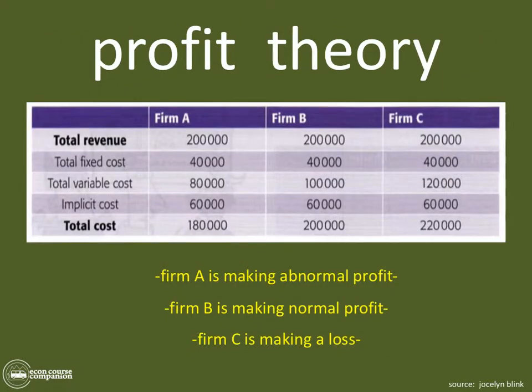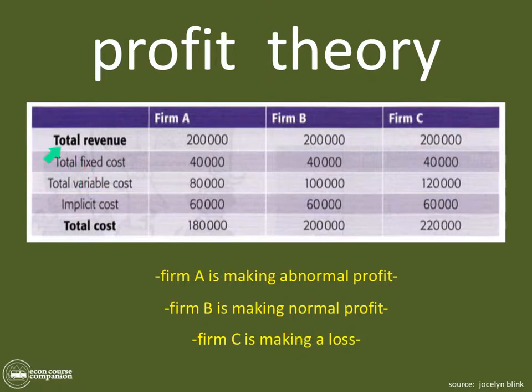All right, take a look at these three firms, Firm A, Firm B, and Firm C. And this data comes to us from Jocelyn Blink's Course Companion. It is excellent, excellent, excellent. That's why it's the most used Course Companion in the entire world. But what do we have here? We have Firm A, Firm B, and Firm C, okay? And we're trying to decide which firms are making abnormal profit, which firms are making normal profit, and which firms are making a loss.